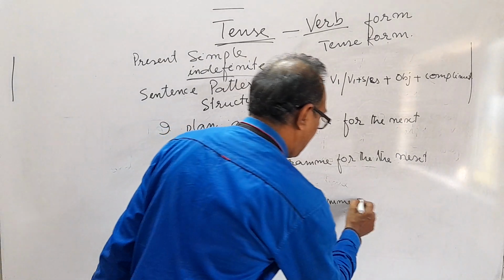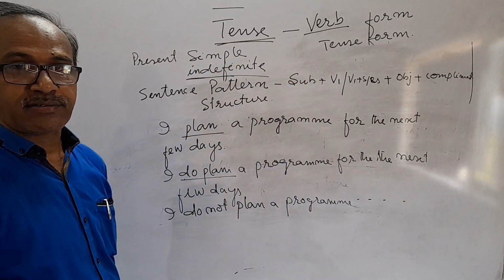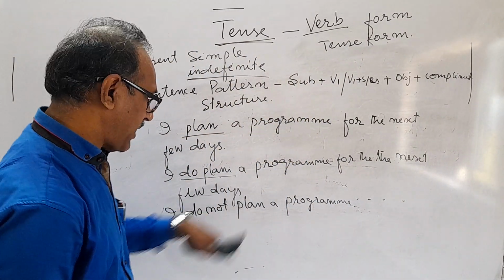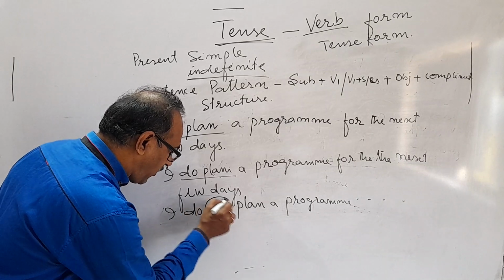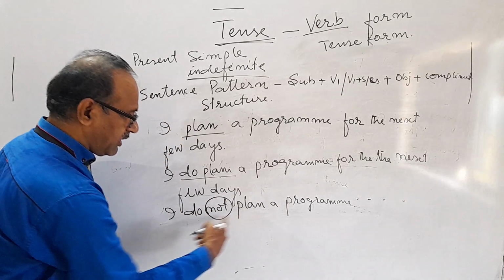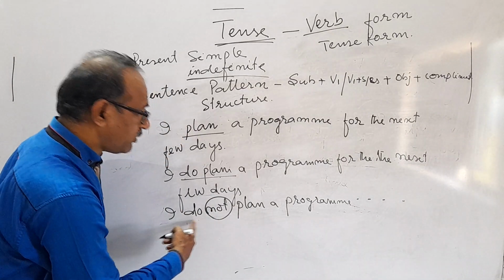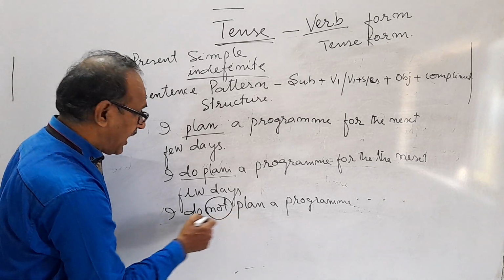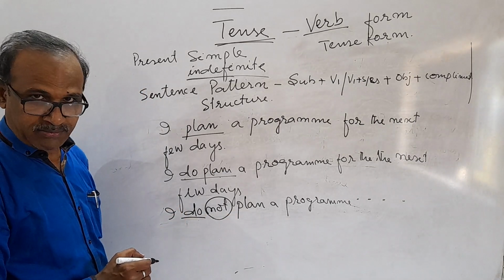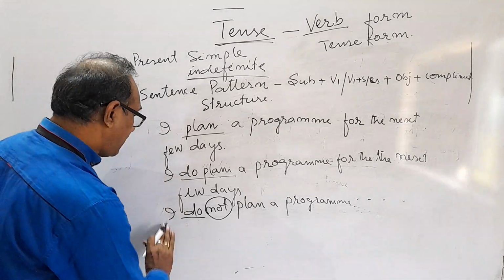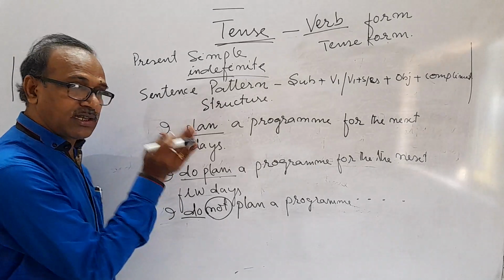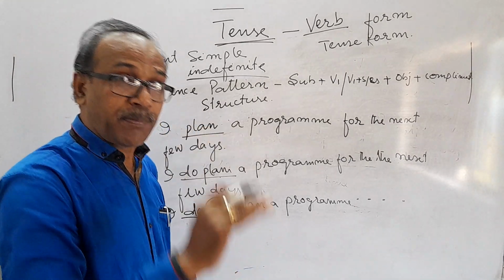Okay, and the remaining, the complement, you can add. So, I do not plan. Here, this "not" is used between these two words, that is "do" and "plan." Yes, and this "do" is the common helping verb. Yes, and in case the subject is third person singular.